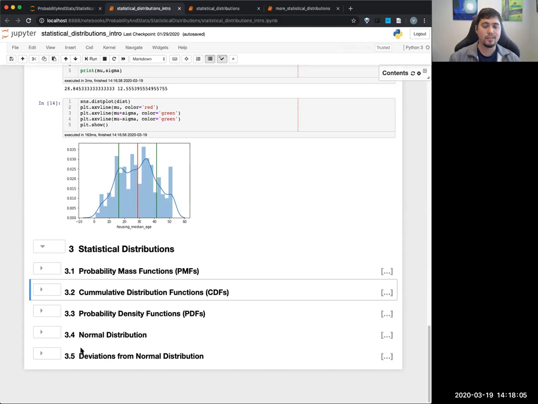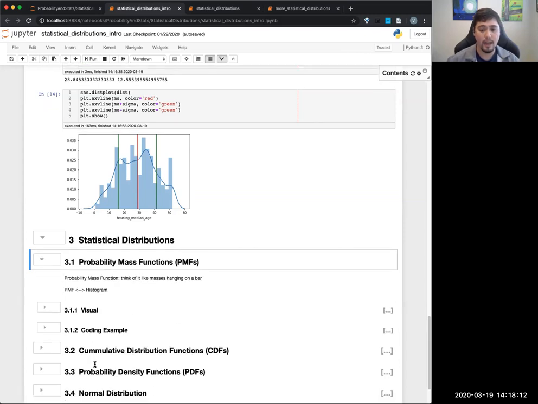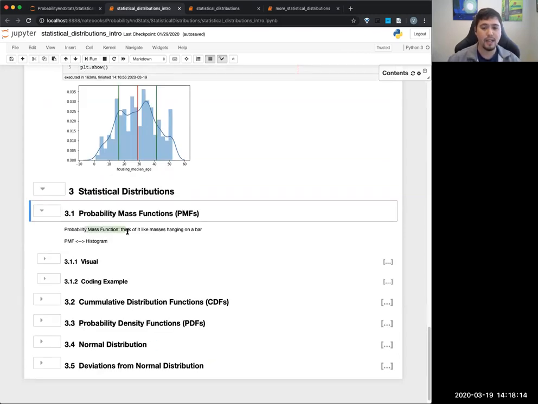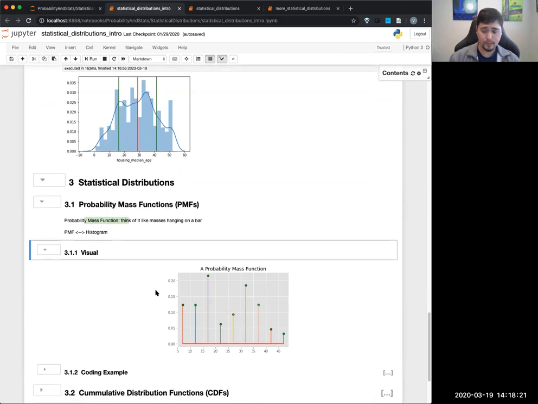And usually we think of things in terms of more of a continuum, which is more of the PDF side. So let's start talking about PMFs. Probability mass function: why is it called a mass function? You can think of masses hanging on a bar. What this looks like visually is like this.